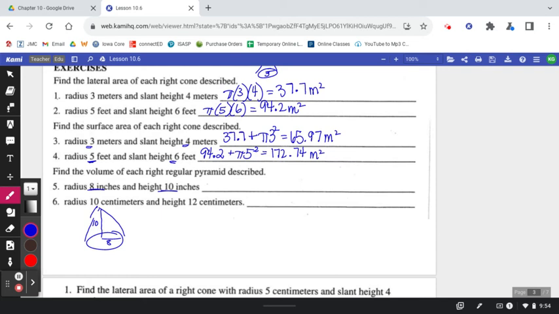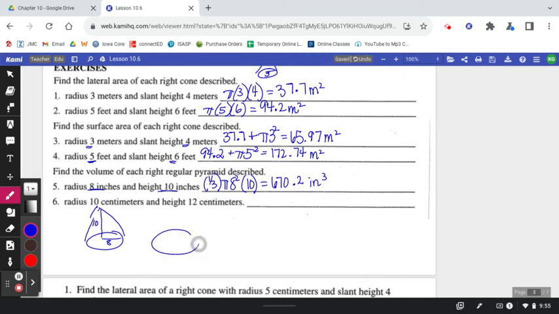And because it's pointy, my formula is 1/3 the base area. So it would be a circle. So pi 8 squared times the straight height, which is 10. 1/3 the circle, which is pi 8 squared times 10, 670.2 inches cubed.